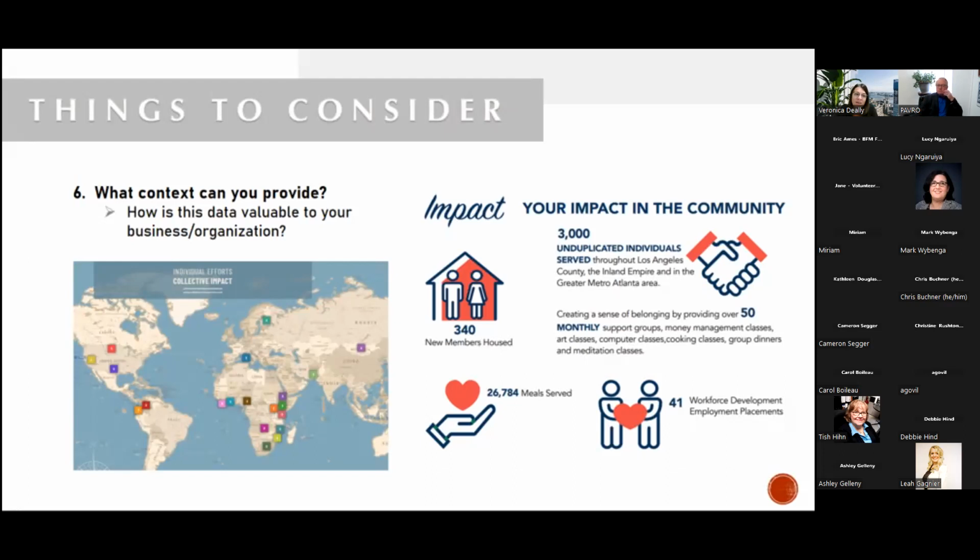So the example on the left-hand side is a collective impact. They have a world map and they're showing everywhere that their work touches. On the right-hand side, they're still showing everywhere their work touches, just in a very different way. They've decided that the data they want to share is more on the unduplicated individuals served in that particular community. So same data, two very different ways of sharing it.